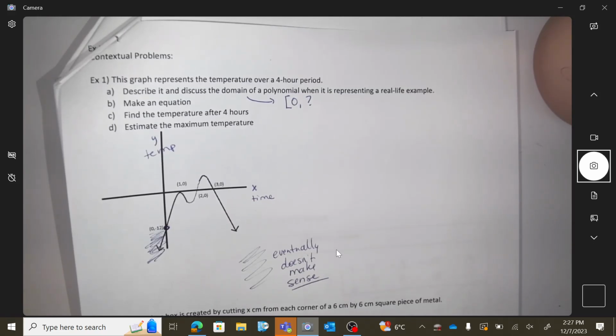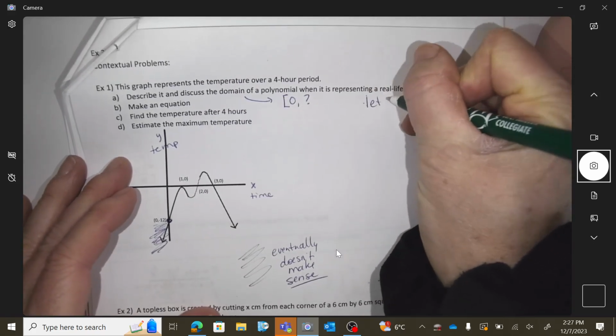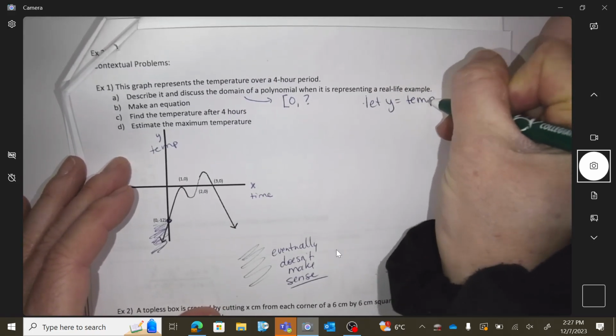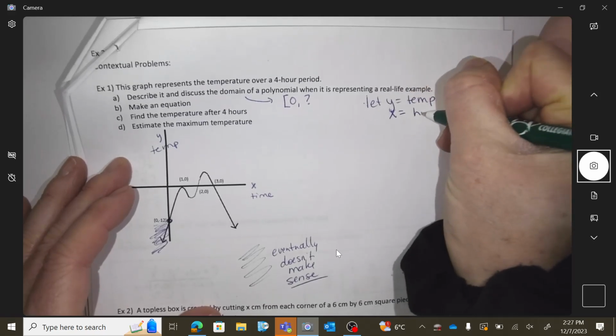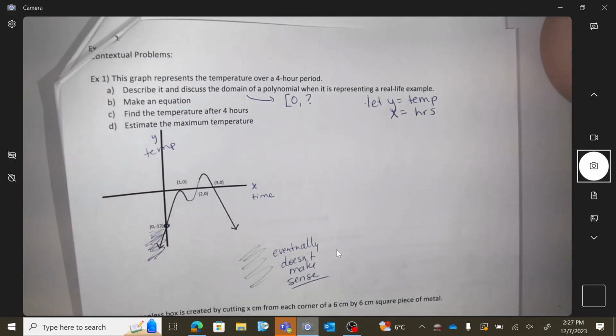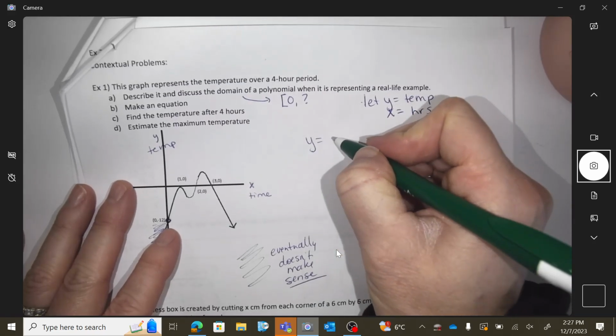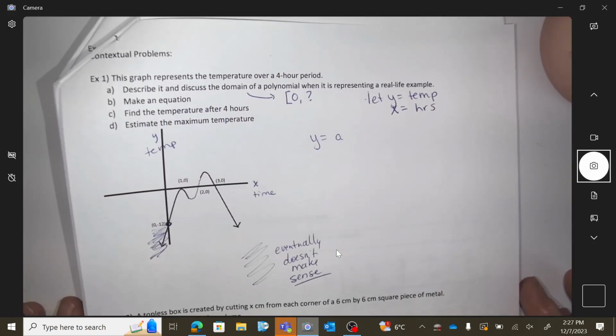Okay, so I'm going to let y equal temp and let x equal hours. FYI on your test, be careful if I say use the letters H and T or whatever, you got to use H and T. I catch a lot of people not using the right letters. Okay. Y equals some kind of coefficient.